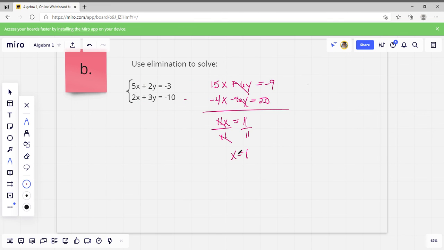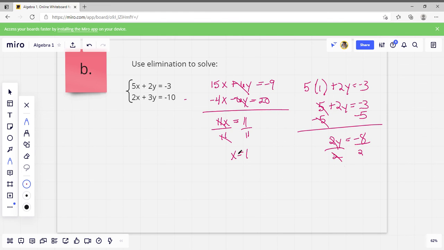Okay. 5 times x, which is 1, plus 2y equals negative 3. 5 times 1 is 5, plus 2y equals negative 3. Now we're going to do minus 5, and we get 2y equals negative 8. y equals negative 4. So it's 1, negative 4 is the answer.